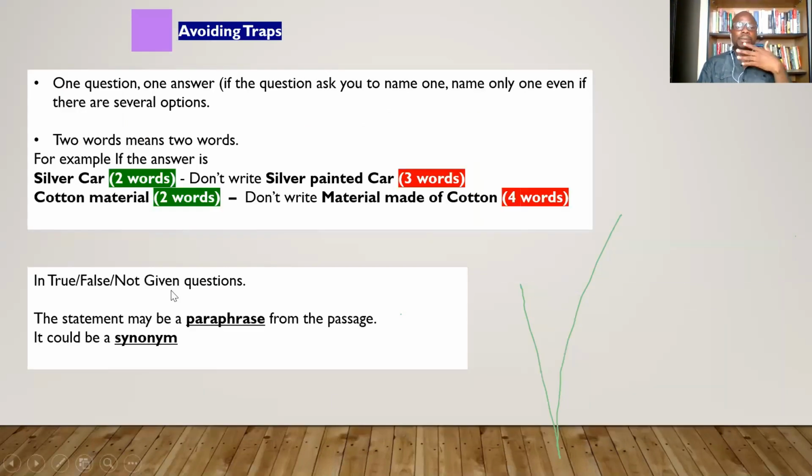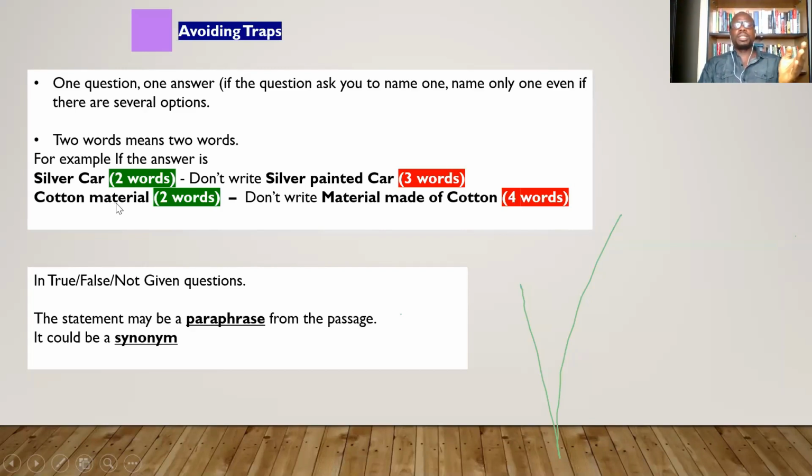Again, another type of trap that you should remember in writing this is when you're asked one question, it requires one answer, not two answers. Now, when they say two words, it means two words. Don't try to change it. For example, if the answer is silver car, which is two words, don't write silver painted cars, because that will give you three words, but the instruction says give two words.